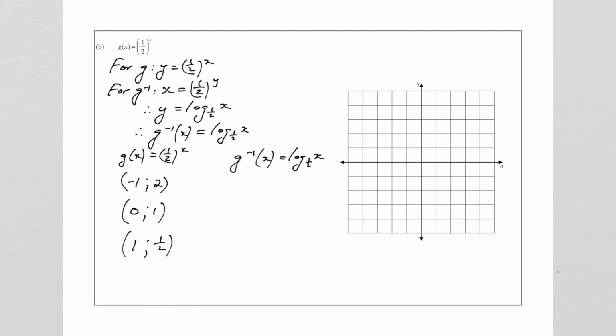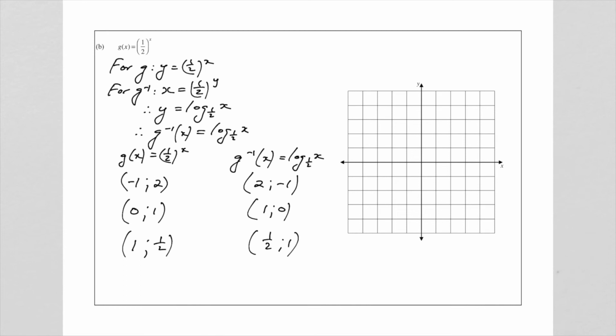And now we can easily write down the 3 points for the inverse. We don't need to calculate them. and that will be (2, -1), (1, 0), (1/2, 1). And now we're going to plot these points, and we're going to draw these graphs, and after that we're going to draw the line of symmetry. So let's plot these points.